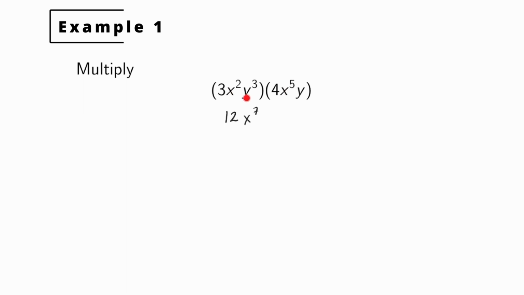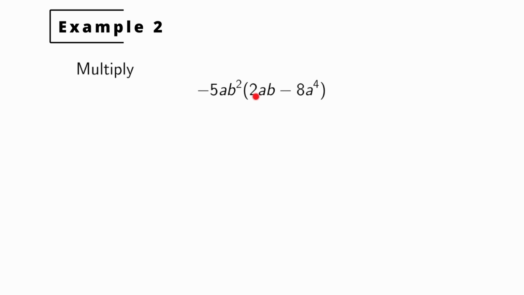And then finally, the y factors, we have y cubed and y to the 1st. Remember, there's no exponent here, but it's just y to the 1st. So it's y cubed times y to the 1st. That's going to be y to the 3 plus 1, which is 4. And that's it. Here's our second example.